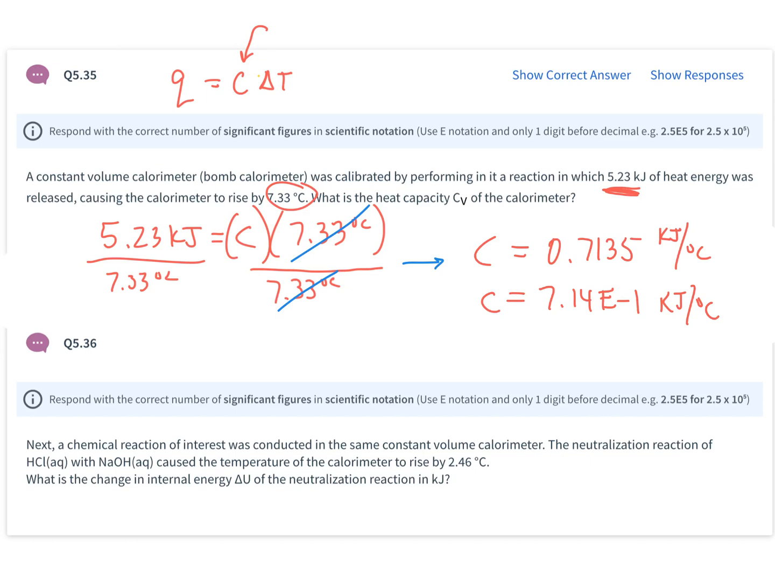Now, in the second calculation, we're told that we do a chemical reaction, a neutralization of HCl with sodium hydroxide. In the second reaction, the calorimeter increases the temperature of 2.46 degrees. We want to know what was the energy of this reaction. So again, we're going to use the same calculation. We're going to use Q equals C delta T, except for now my unknown is Q. I know the heat capacity of the calorimeter. I found that in question 35. I know the delta T. They tell us the delta T in question 36.